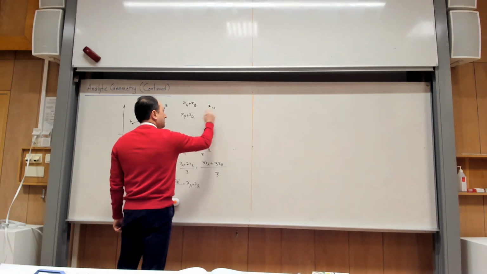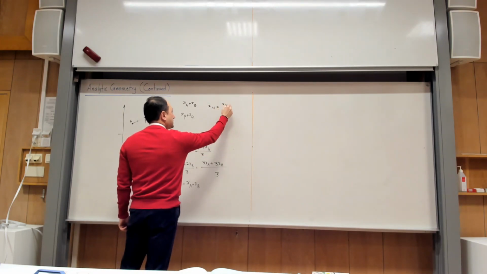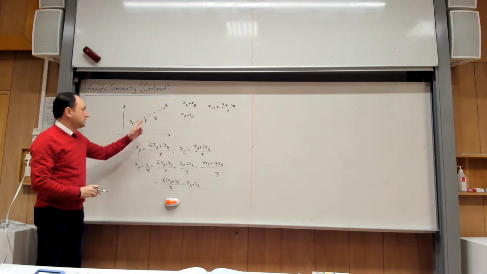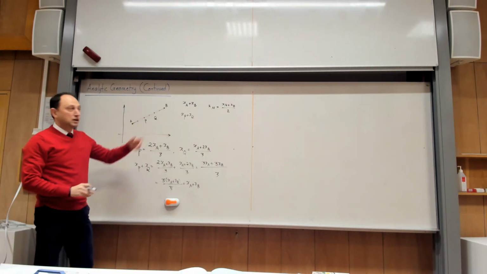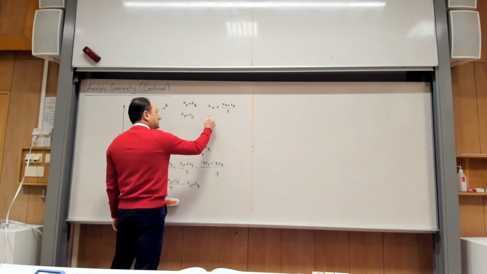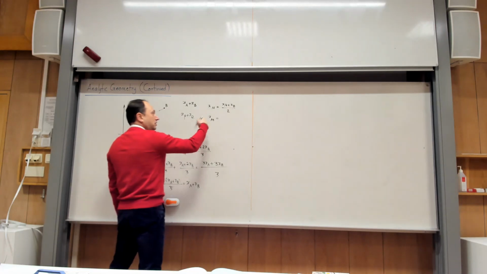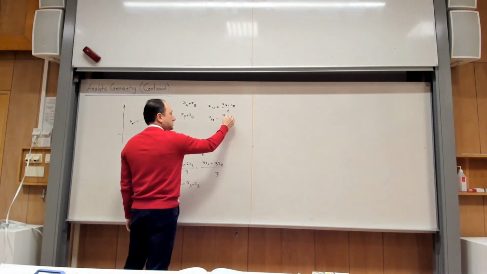What is XM? It is XA plus XB divided by 2 on the one hand, because it is in the middle of A and B. And then, on the other hand, because the same point M is also in the middle of PQ, XM on the other hand is XP plus XQ divided by 2.